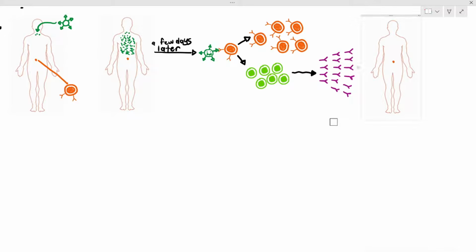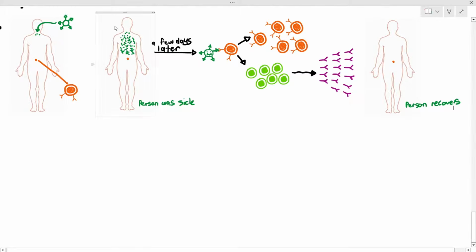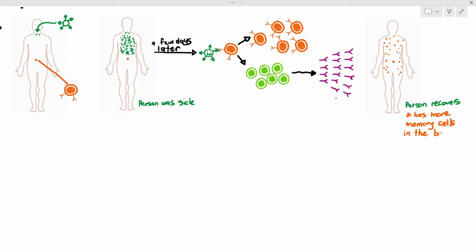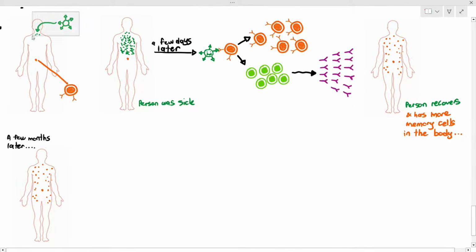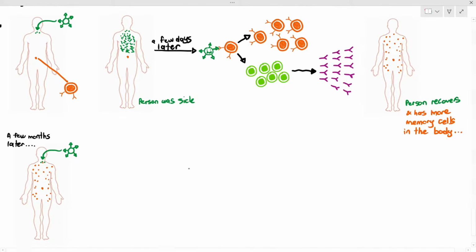Why it decreases? Again, we will talk about that in a different video. Don't worry. But the important thing to understand here is the person was sick in the beginning due to the high number of pathogens, but after a few days, the person recovers. And as the person recovers, the person has more memory cells in the body. And those memory cells I'm representing as those dots. So let's just say a few months later, the same type of pathogen with those same specific antigens enter the body again. Will the body take a few days to respond to the pathogen?